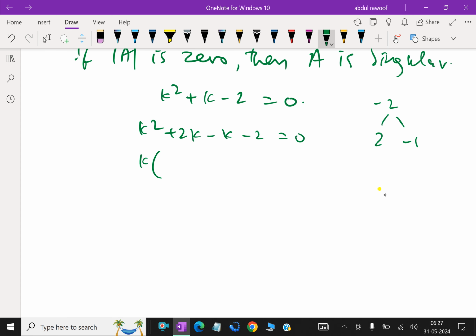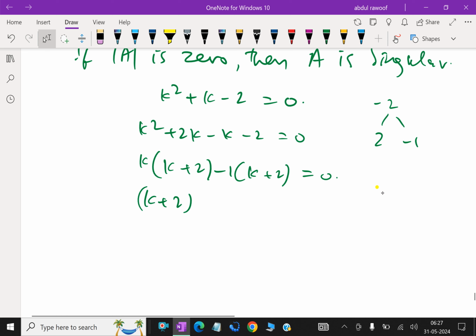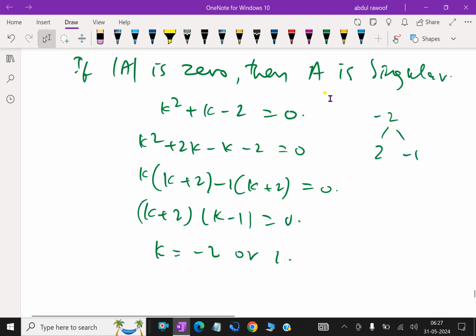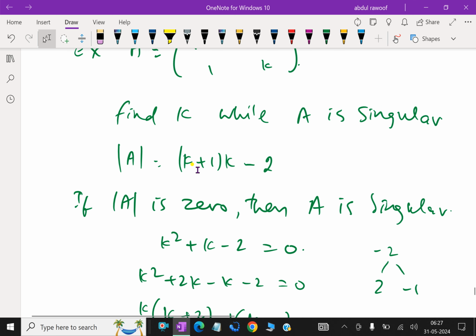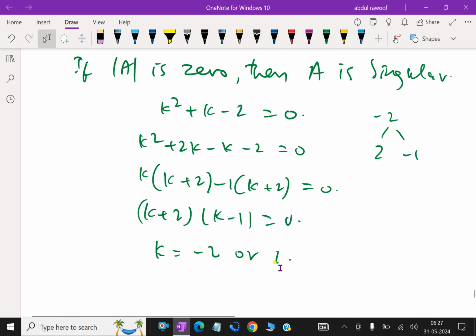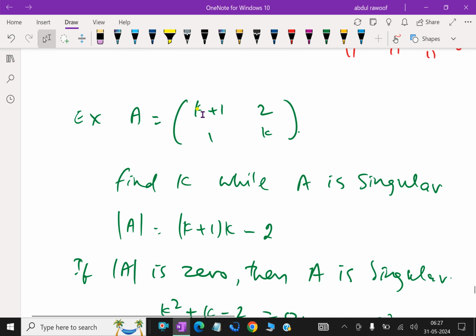Then k is common, k into k plus 2 minus 1 into k plus 2 equals 0. Then k plus 2 and k minus 1 equal to 0. Therefore, k equal to minus 2 or 1. So, for A to be a singular matrix, the value of k must be minus 2 or 1.